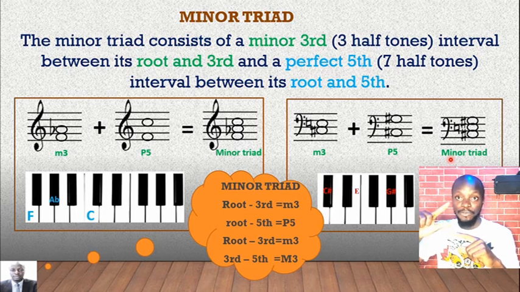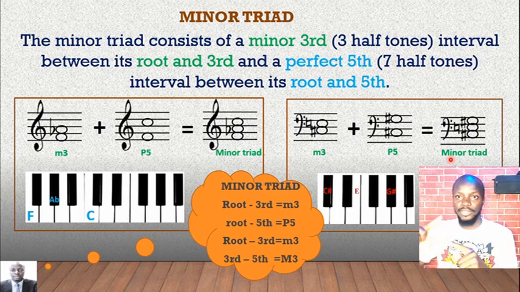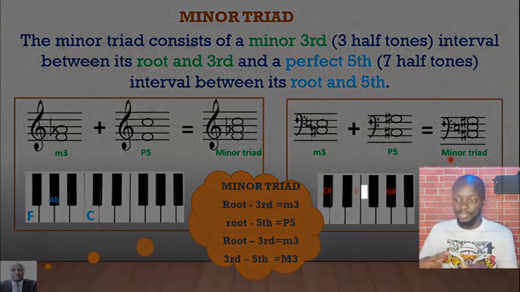But in the case of a major triad, you have a major third and a minor third. You have a major third under a minor third in the case of a major triad. So don't mix them up. It's a kind of flip in the arrangement, right?